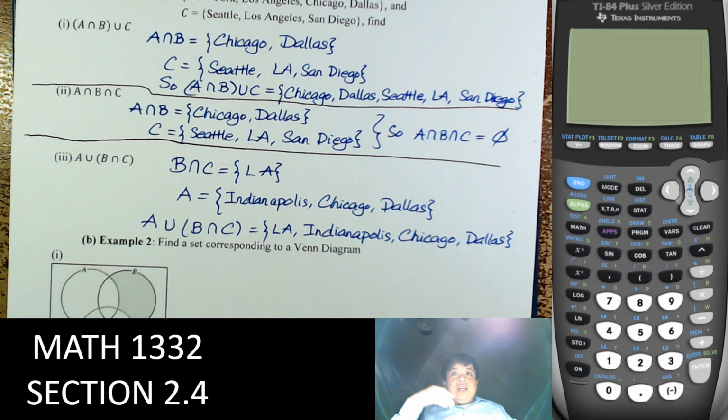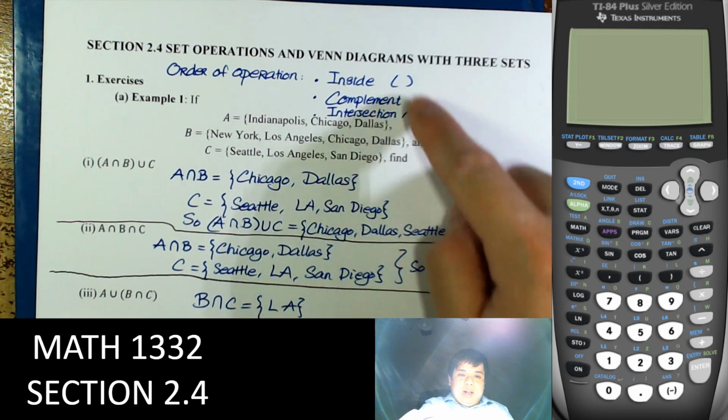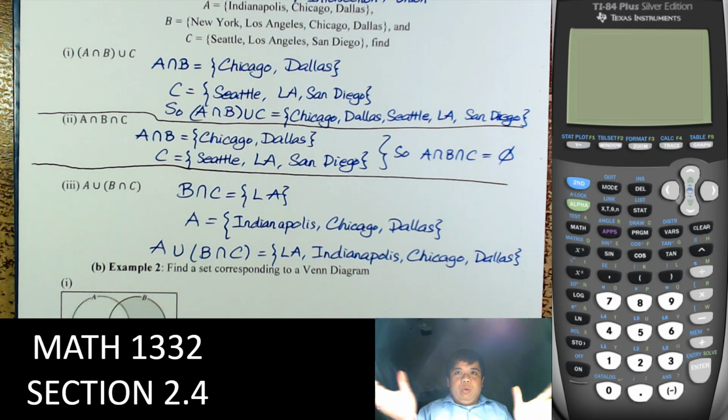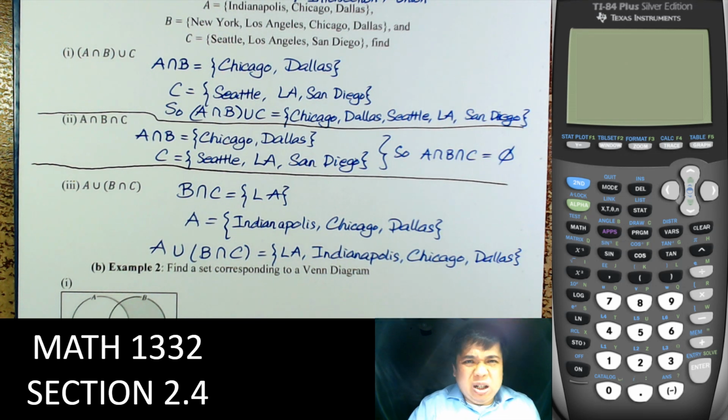Even though we have three sets, the operation we just do for two sets first, inside in this order, and then we combine with the third set later. So no big deal, nothing new here.